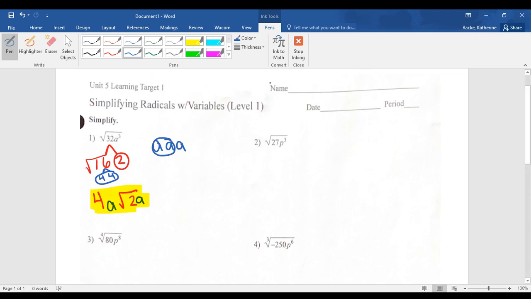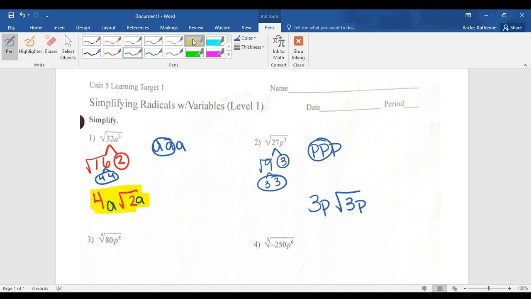Number 2, I have 27. So 27 breaks down into 9 and 3. 3 is done. 9 is a perfect square, okay? I have another group of 3. There's my pair that I'm pulling out, so I would get 3 square root of 3. I have p cubed, so 3 p's. There's a pair that I'm pulling out, and I have 1 left over. 3p square root of 3p.